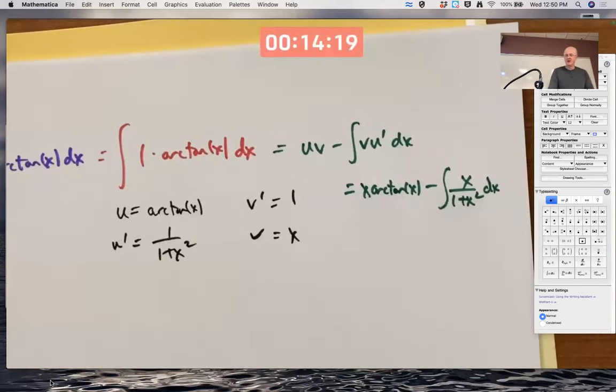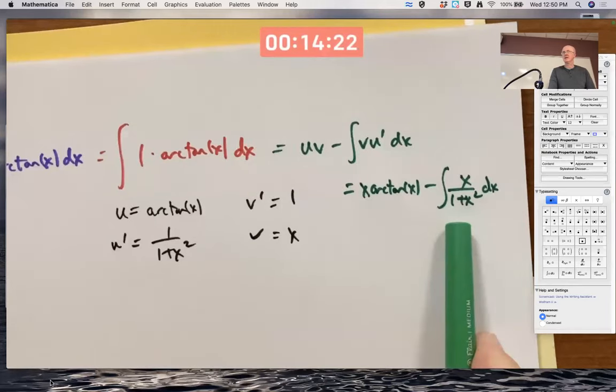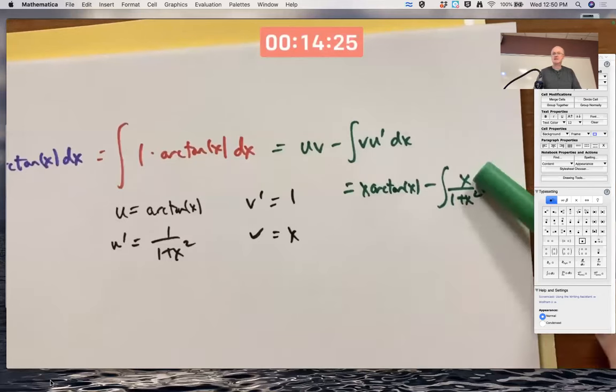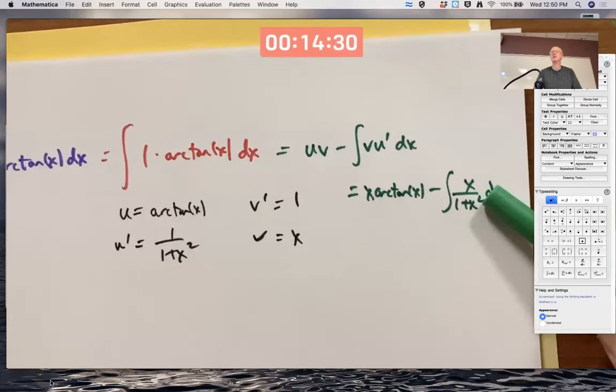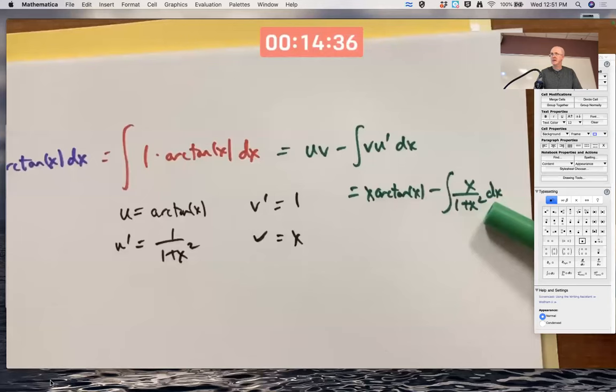That's a rational function right there. But don't do long division. This time, the top has a degree smaller than the degree of the bottom. Degree means the highest power. The degree of this one is 1. That's the highest power of x. The degree of the bottom is 2. You don't have to use partial fractions for that kind of thing.